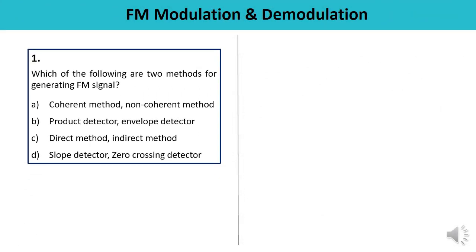First question is, which of the following are the two methods for generating FM signal? Options have been given as coherent method, non-coherent, product detector, envelope detector, direct method, indirect method, slope detector and zero crossing detectors. So in case of frequency modulation signal generation, direct and indirect methods are the two techniques. This is the correct answer.